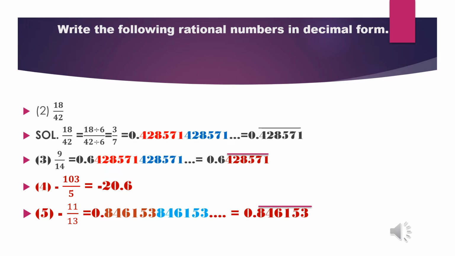The next example, minus 103 upon 5, we'll put minus sign and divide 103 by 5. So you will get here 20.6. Because here remainder you will get 0, it is completely divisible. So we'll get answer as minus 20.6. The next example, when we divide 11 by 13, so recurring number is 846153, which will repeat again. So we have put a bar line.